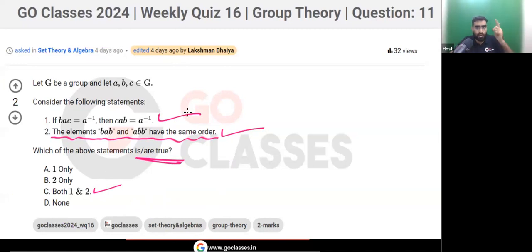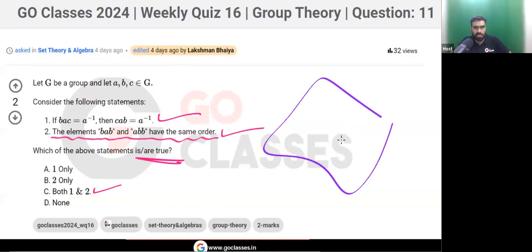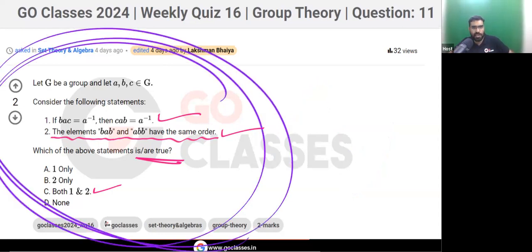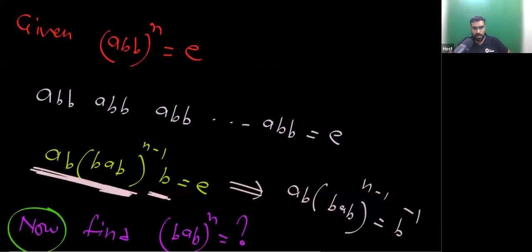Those questions which you are not able to solve in the weekly quizzes or in the test, these questions will improve your knowledge. Remember one thing. If you are already able to solve a question, then that question will not improve your knowledge. Your knowledge will be improved by those questions which you are not able to solve. Like this question will definitely improve your knowledge. Okay, let's move on.